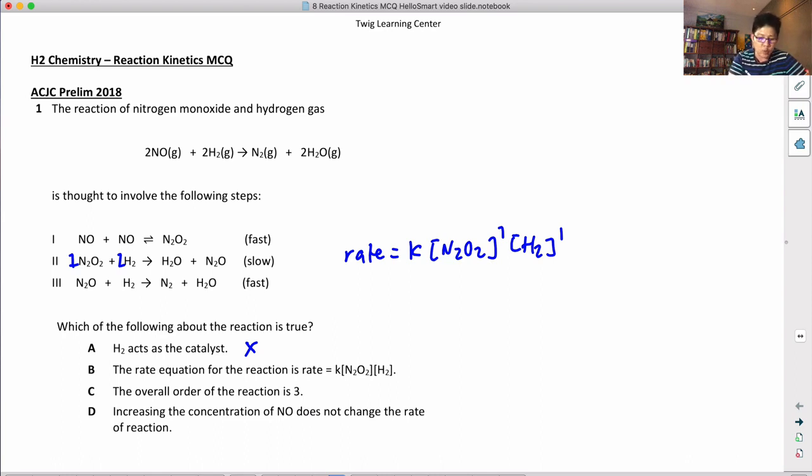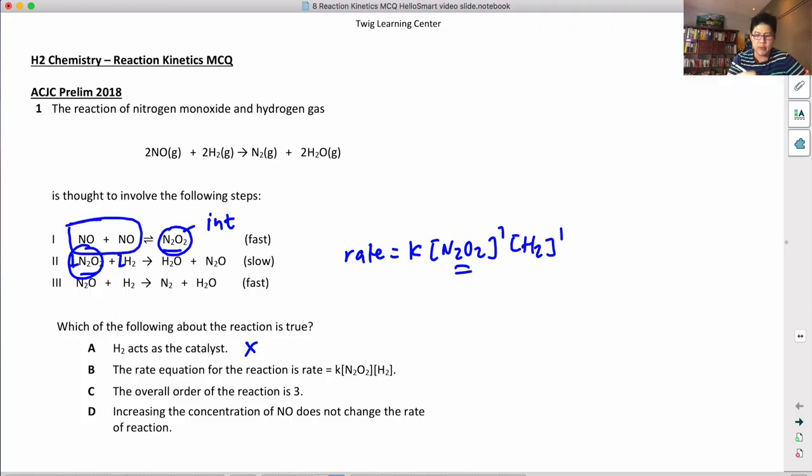But the problem is that N2O2 here is not a catalyst, it's an intermediate. Because it's an intermediate, it cannot appear in your rate equation. It is being produced, and then after that it's being used up. So you have to replace it. How do you replace it? You replace N2O2 with 2NO.